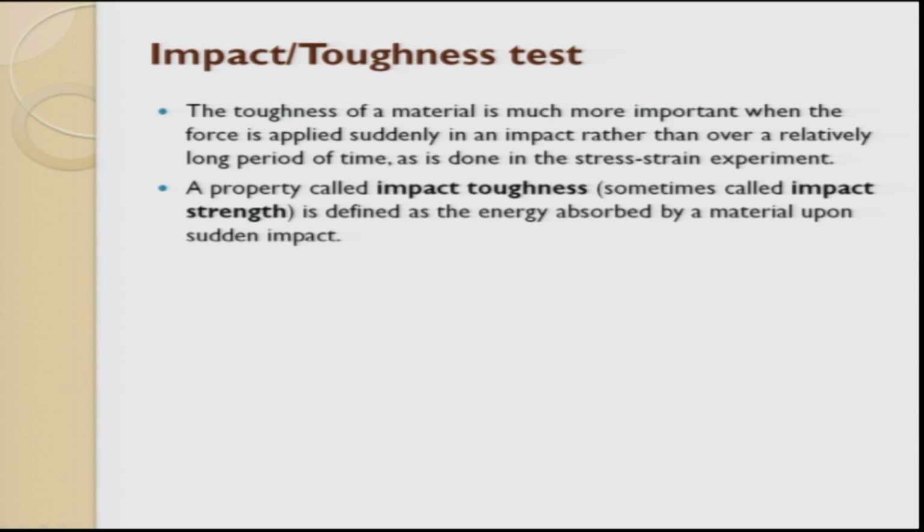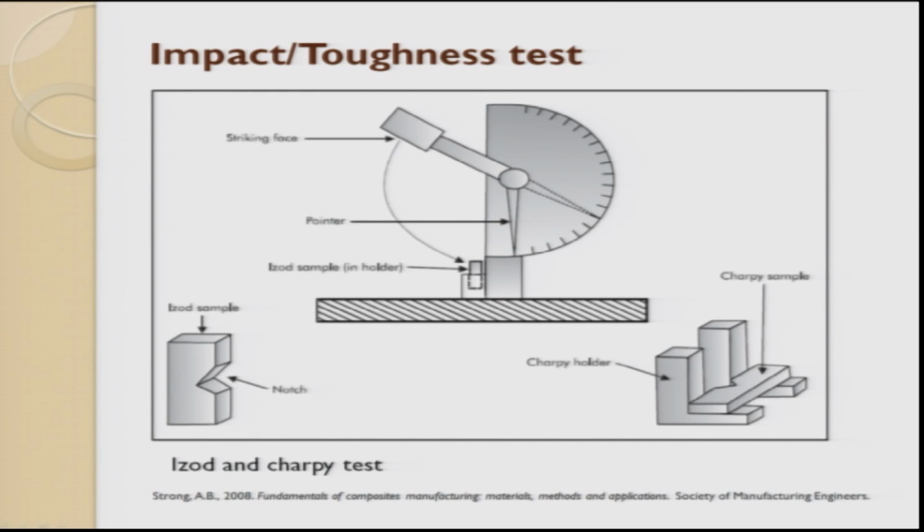So the toughness of a material is much more important when the forces are applied suddenly. That means to say impact load. I said in a chair, though people say compressive load is very important, many a times people sit with 30 kilos, 40 kilos, 50 kilos, they just sit with a very high velocity. So it is more of an impact rather than a compressive load, suddenly applied rather than over a relatively long period of time, as is done in the stress strain curve. So the property of impact toughness, sometimes called impact strength, is a very important test to be carried out, and with this we try to get this data.